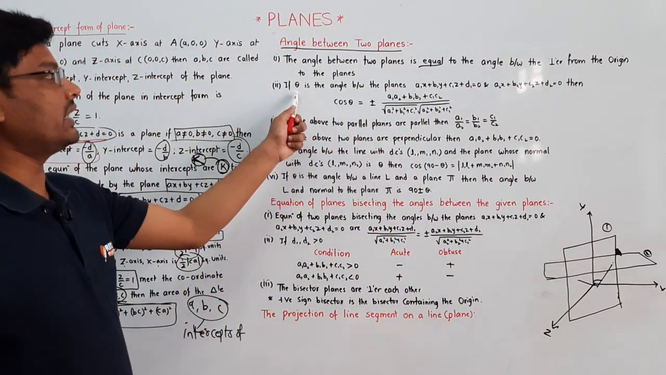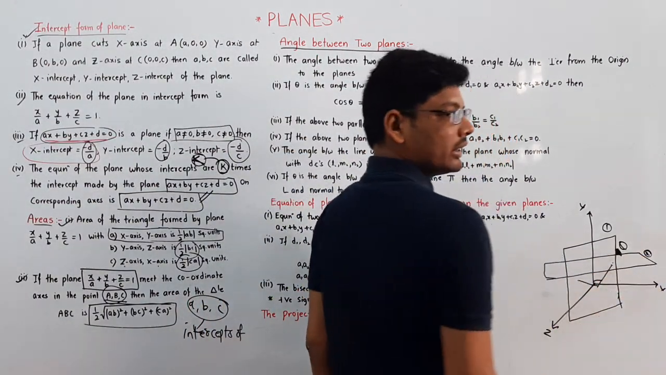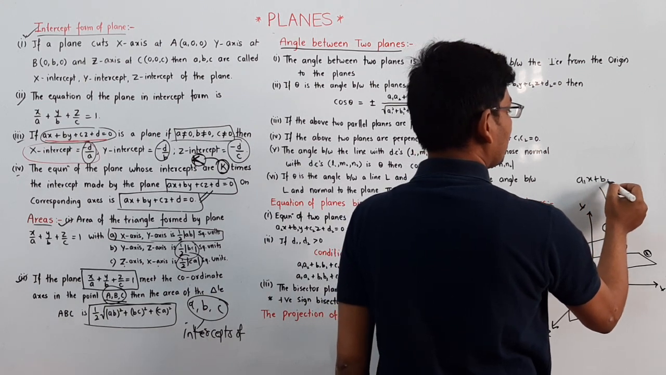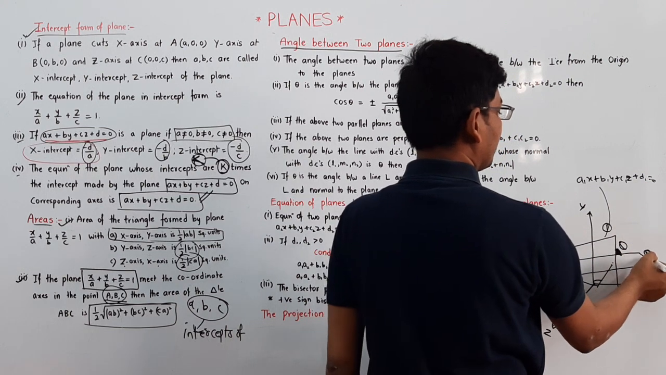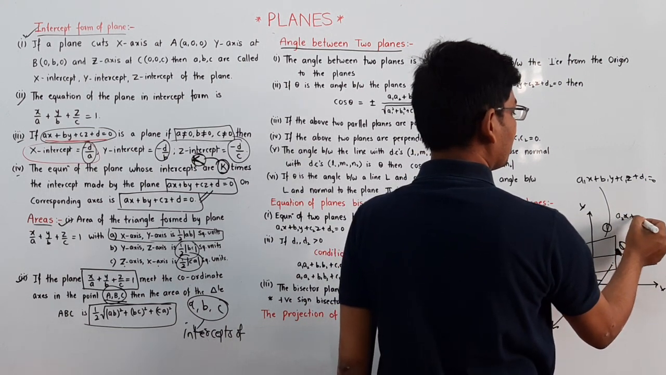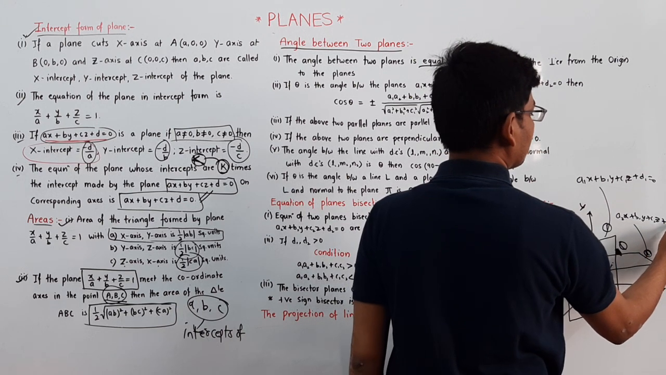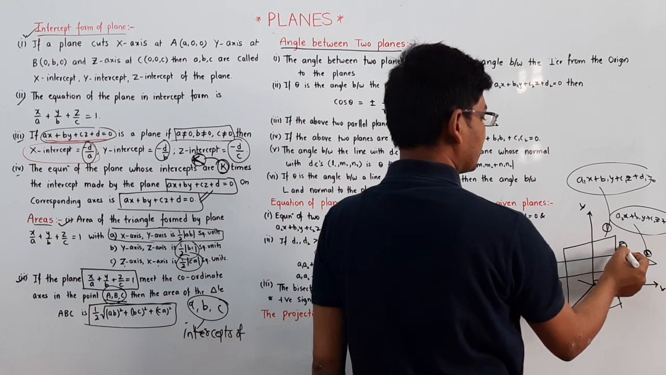Now if theta is the angle between two planes, here this is theta, this is theta. Equation 1 is a1x plus b1y plus c1z plus d1 is equal to 0, and equation 2 is a2x plus b2y plus c2z plus d2 is equal to 0. Here two planes are there. The angle between these two planes is theta.